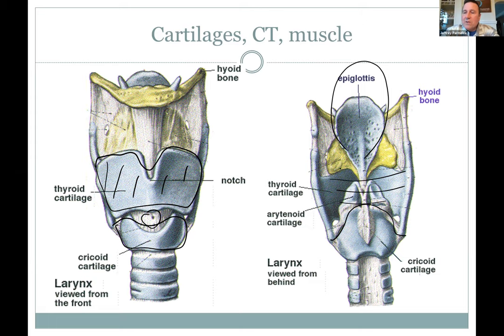All right. To be complete, this is showing the hyoid bone. Remember we felt that? It's a little bit higher. So my larynx is here. The hyoid bone I can feel right here. It's bone. And then the larynx is cartilage.